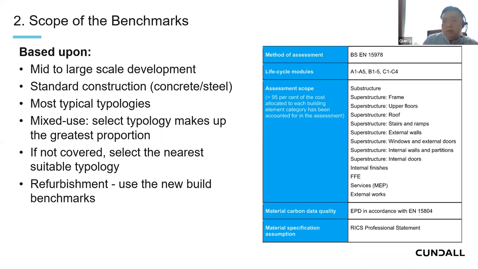Again, we covered the four most typical typologies: residential, office, education, and retail. The reason we only have these four is that that's where we have the most amount of data. And we are trying to collect more data through this process. If we have more valid data, I think it's possible to add more benchmarks in future updates.